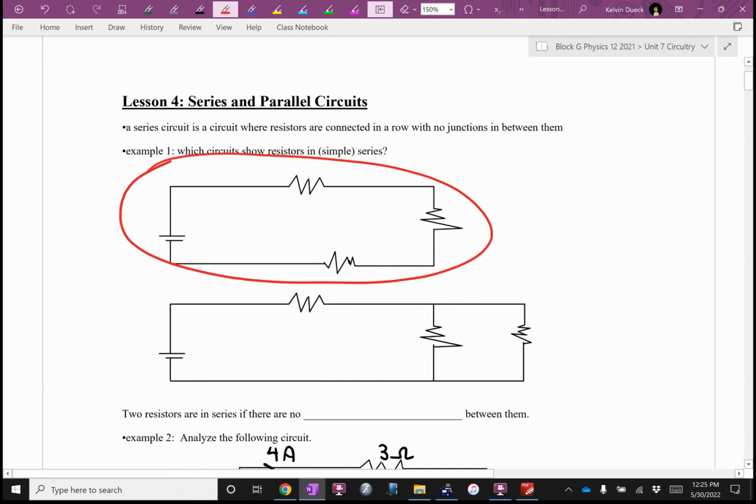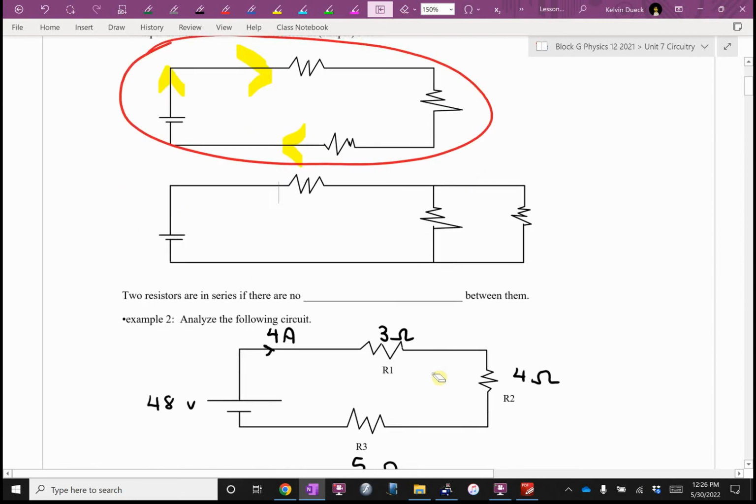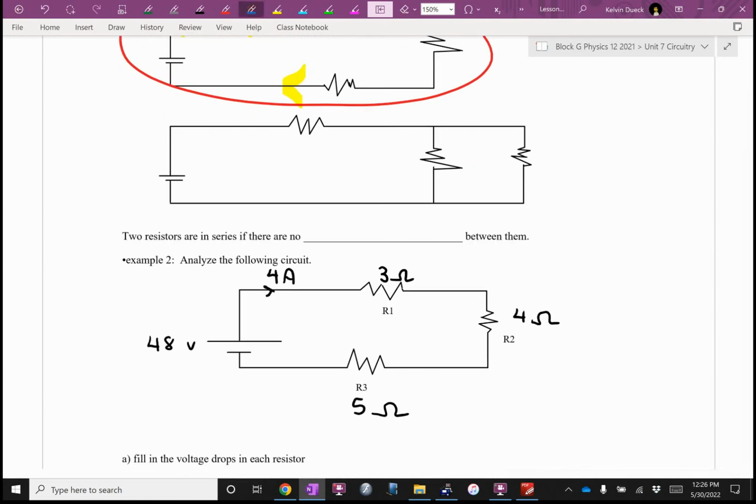That one does. Because if you follow the current, it moves through, there are no junctions between them. Here we have a junction and a junction. Those are not in series. So, two resistors are in series if there are no junctions between them.